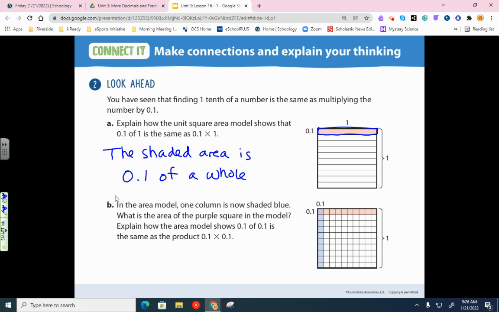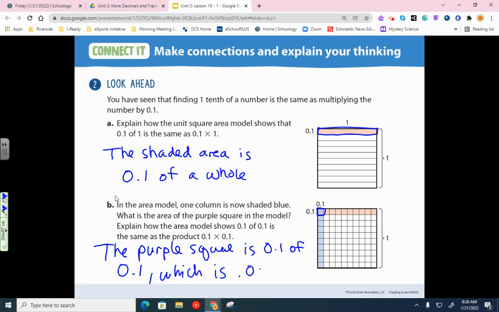In the area model, one column is now shaded blue. What is the area of the purple square in the model? The purple one's going to be right here, by the way. The purple square is 1/10 of 1/10, which is 1/100th. 0.01.